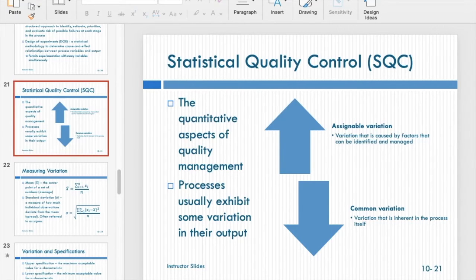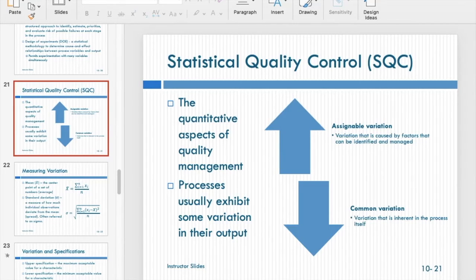But on the other side, if you cannot figure out what is the reason behind, let's say if this variation is inherent in the process itself and you cannot get rid of it, then we say, okay, this is the common variation.